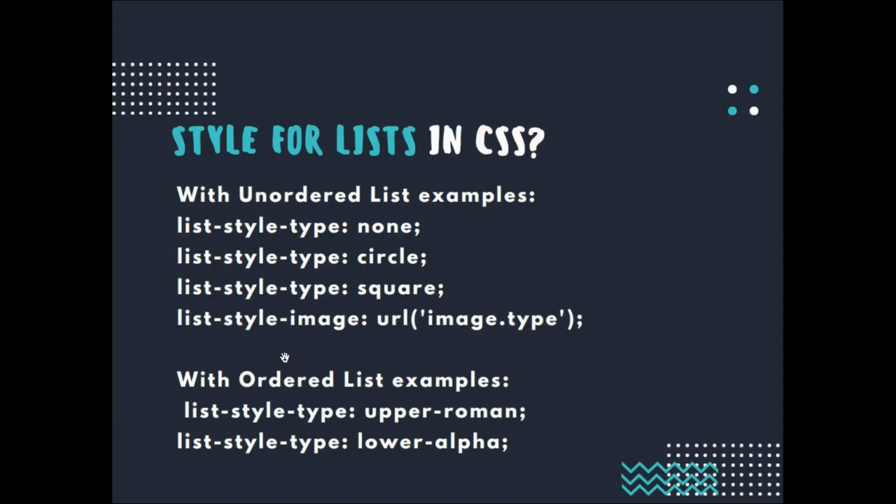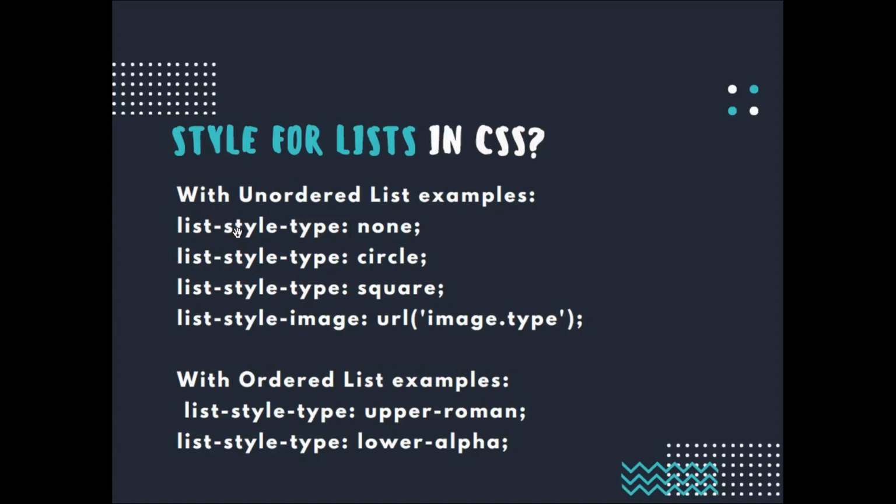So we have two types of lists, if you recall from our HTML lessons, and if you haven't watched them, I would suggest to go on our YouTube channel. You can find all the tutorials that are related to HTML. So we have two types of lists, unordered list and ordered list. And each of them will take different types of styles.